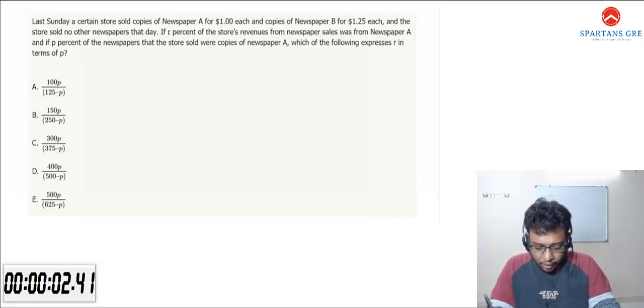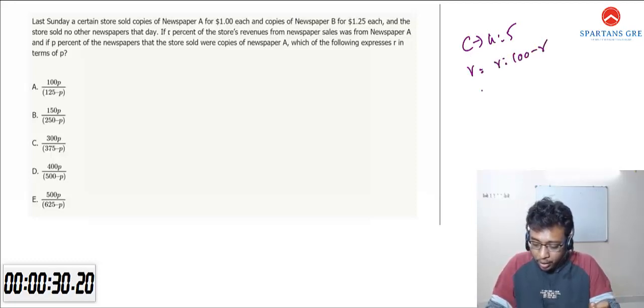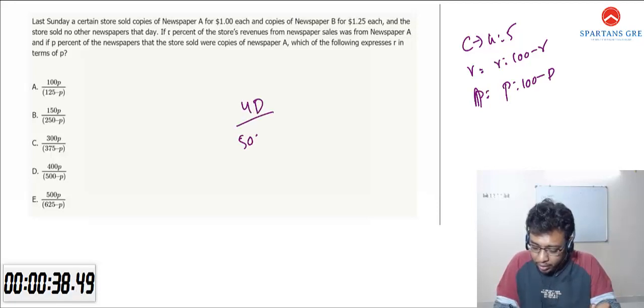Last Sunday, a certain store sold copies of newspaper A for 1 rupee each and newspaper B for 1.25 each, and R% of the store's revenue from newspaper sales was from newspaper A, and P% is the number of copies that were newspaper A, right? So cost is 1 is to 1.25, that will be 100 is to 125, so 20 is to 25, 4 is to 5, cost will be this much. Now revenue is R is to 100 minus R, and number of copies will be P is to 100 minus P. So my 4P by 500 minus 5P is equal to R by 100 minus R.